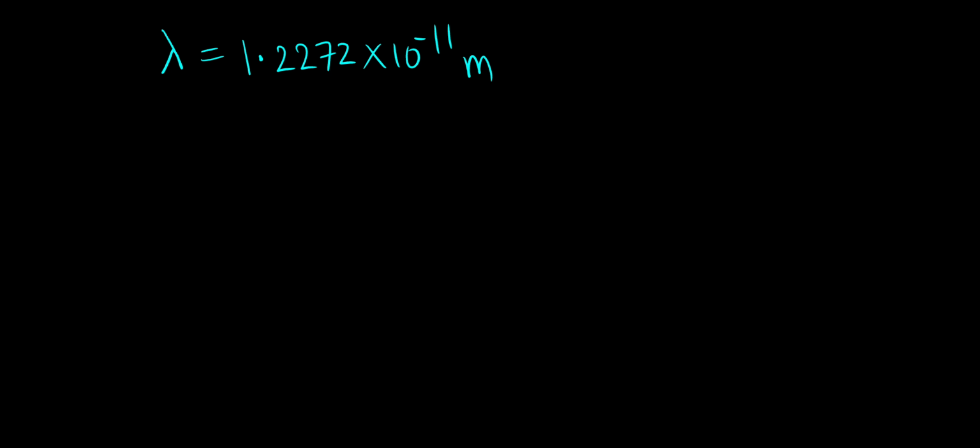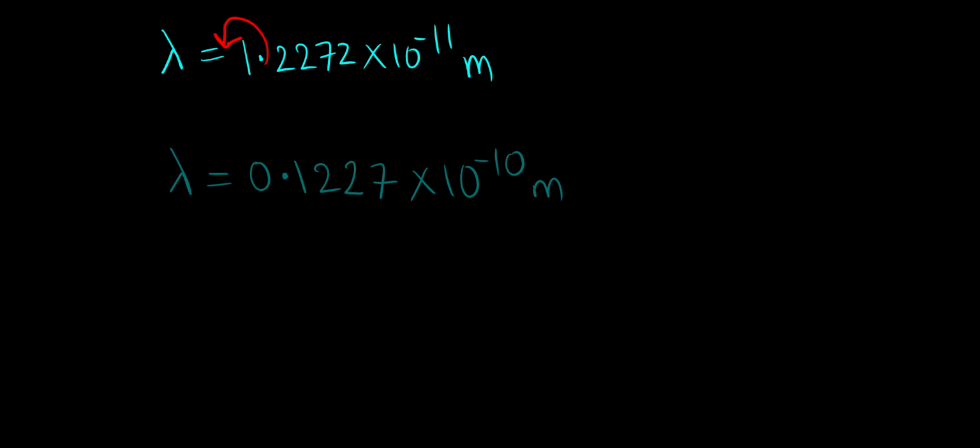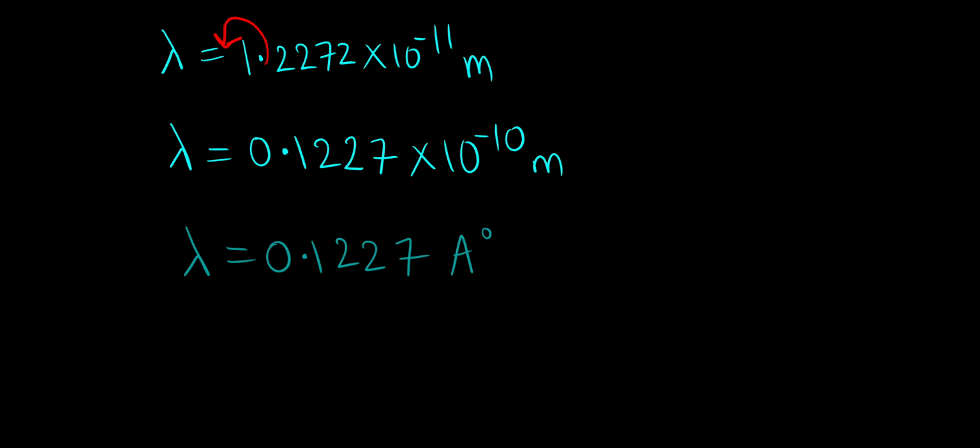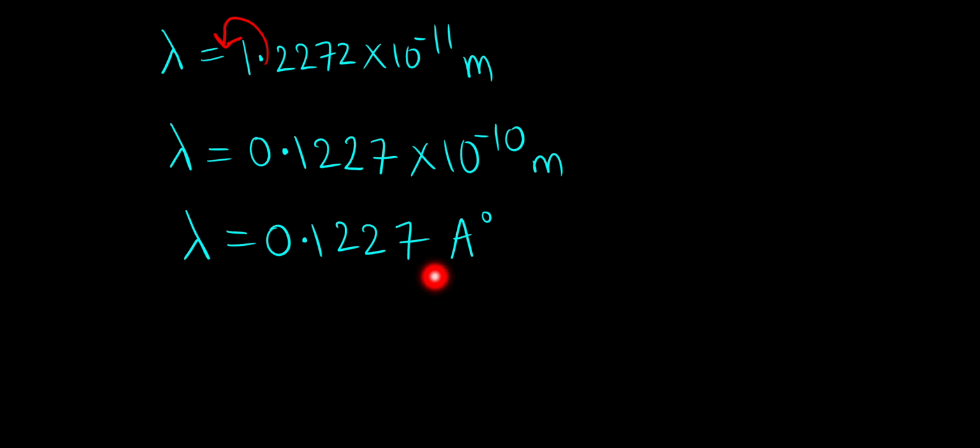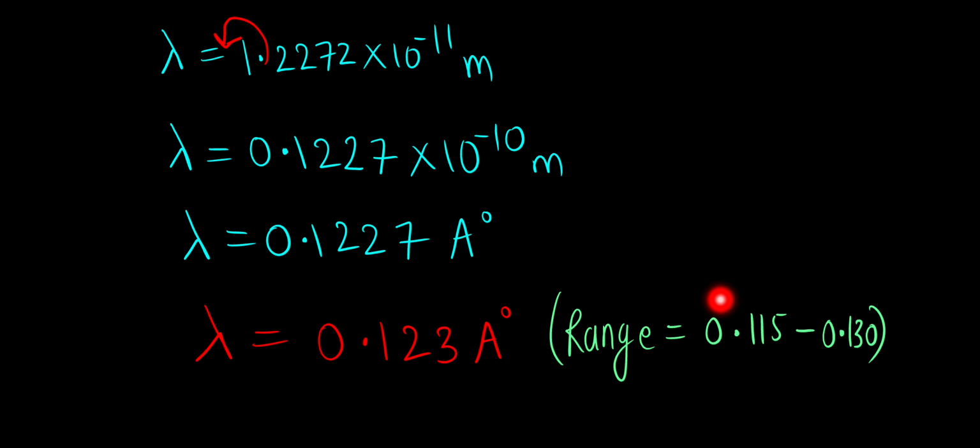Is this the answer that we want? No, we want the answer in Angstrom. How much is 1 Angstrom? 10 raised to minus 10 meters. So you shift one place to the left, and that way we get the answer in 10 raised to minus 10 meter, that is Angstrom. Is this the correct answer? No. After the decimal there are 4 digits, and we have to round off to 3 digits. The last digit 7 is greater than 5, so you add 1 to the previous digit and you will get 0.123 Angstrom. Is this answer correct? The range given is 0.1152 to 0.130. So this falls in the range, and our answer is correct.